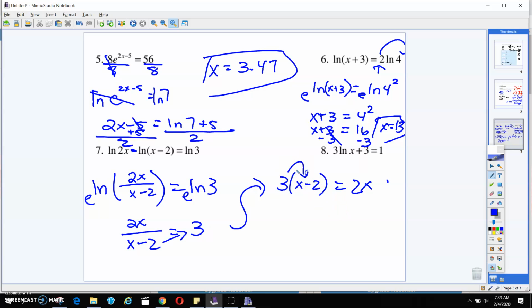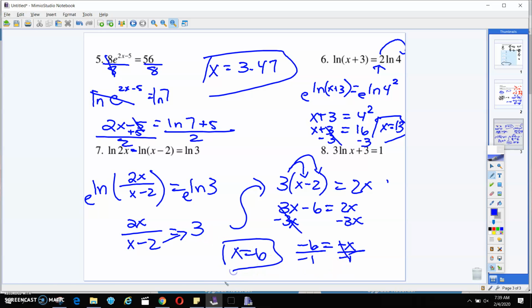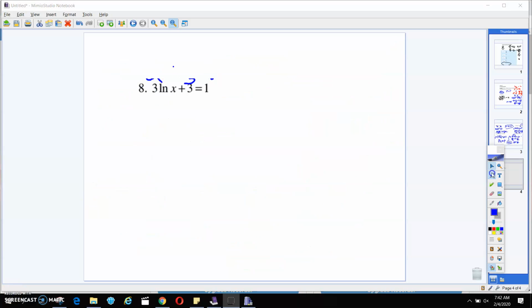We're going to distribute because we're going to solve. So that's going to give us 3x minus 6 equals 2x. I'm going to subtract 3x from both sides. So that's going to give me negative 6 equals negative x. I'm going to divide by negative 1. So x is going to equal 6. And I'm sorry for how sloppy that's written.